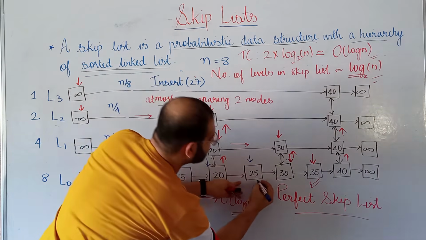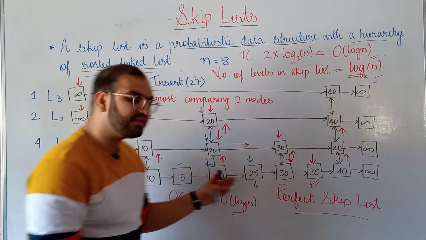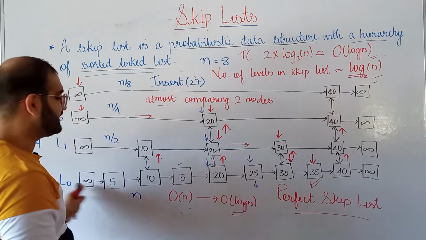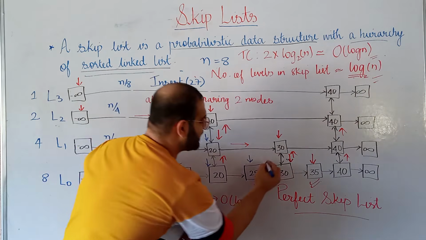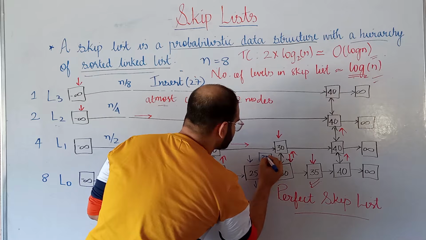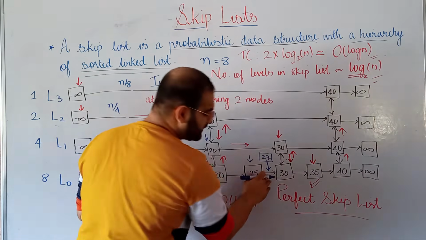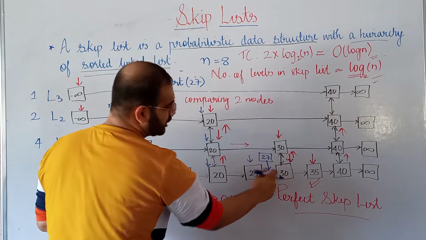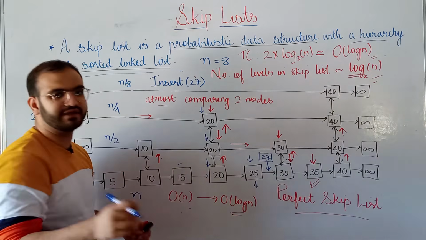But then I'll try to move down, but as this is the bottommost linked list, L0, I cannot move down. So this is the position where I am going to insert 27, right? My 27 is going to be inserted over here between 25 and 30.